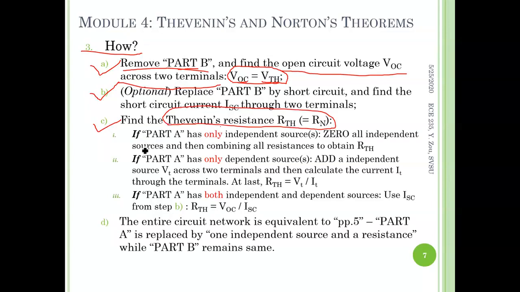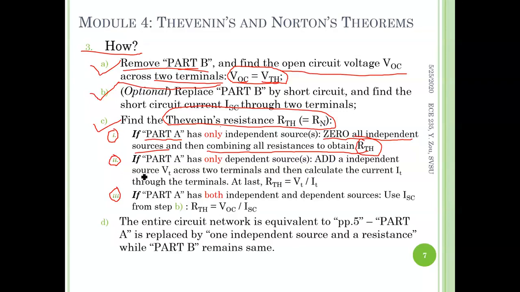How to find it? Here, be careful. We have three possible scenarios. We can call them case 1, case 2, and case 3. Case 1: if part A has only independent sources without dependent sources, we can zero all the independent sources and then find the equivalent total resistance across those two terminals as our RTH.